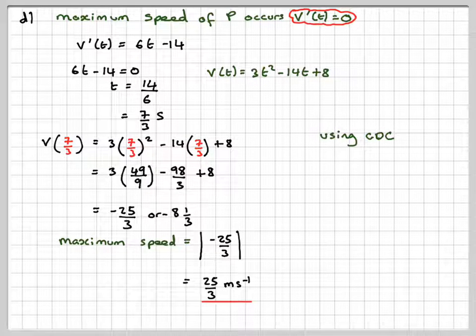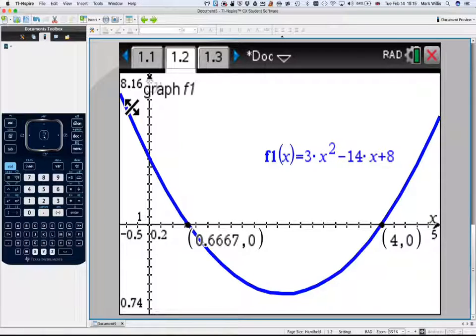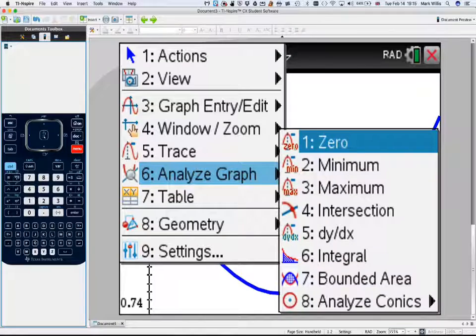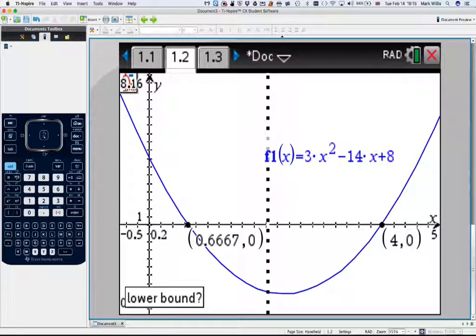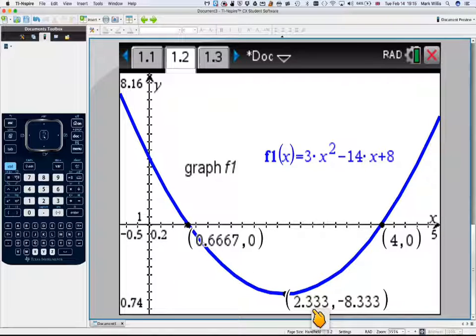So using the GDC, we can get that as well. Going to the GDC, going back to the graph, which is the second one I drew, and this is the point where the maximum speed occurs, where it's equal to 0. So we'll analyze that graph, and we're looking for a minimum this time, to the left, to the right, and you can see that it happens at 2.33 seconds, but the velocity will be minus 8.33. For speed, we just ignore the minus sign.